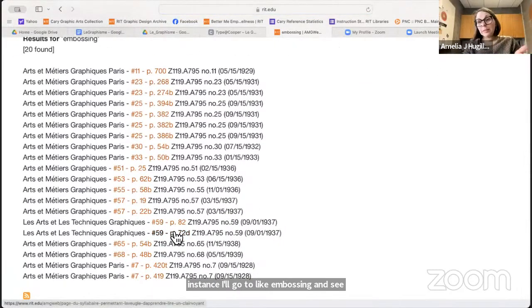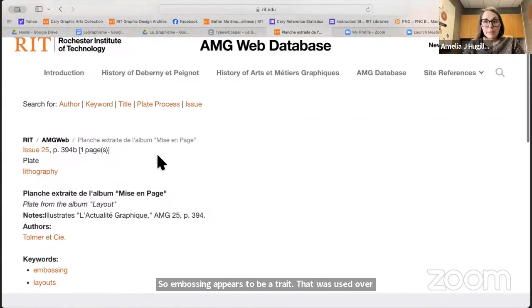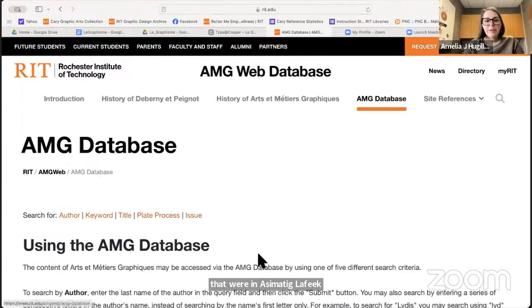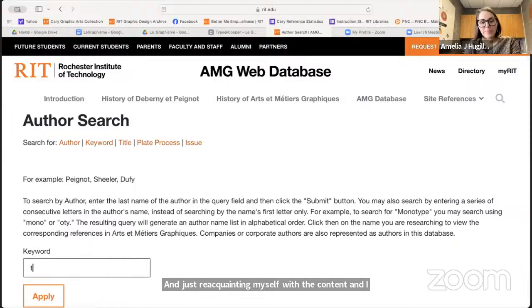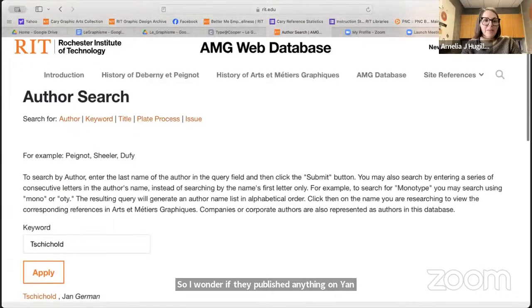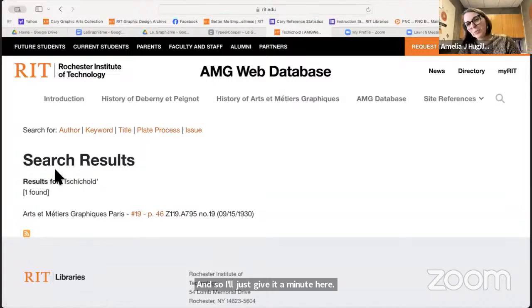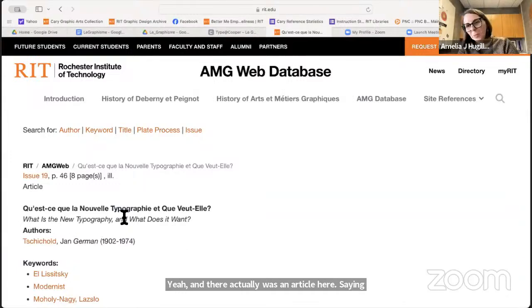So embossing appears to be a trait that was used over and over again to show off the various print samples that were in Métiers Graphiques. Or, I was tooling around the database recently, reacquainting myself with the content, and I had to go back and find this article because it looks so good. I was like, oh, it's the period of the new typography, so I wonder if they published anything on Jan Tschichold. Let me give it a minute here. Jan Tschichold. And there actually was an article saying, what is the new typography and what does it want?